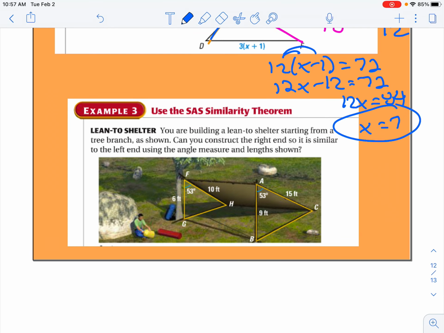All right, this last example says use the side angle side similarity theorem. It says you are building a lean-to shelter starting from a tree branch as shown. Can you construct the right end so that it is similar to the left end using the angle measures and lengths shown? So in other words, can you create it this way? Well, let's see what we have. We have a corresponding angle right here that's congruent. So are the sides on each side of it proportional?